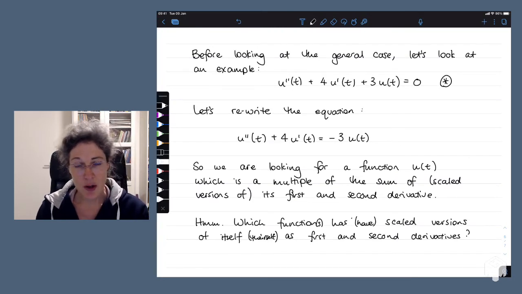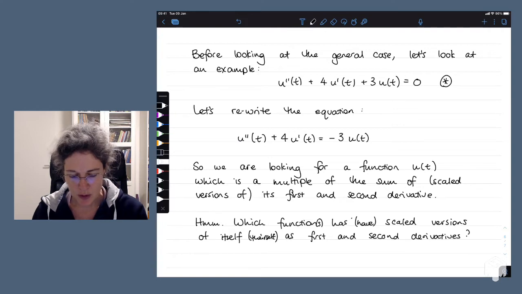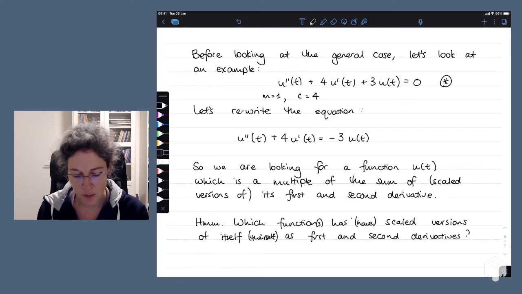So to get going, let's not look at a general case, but let's look at a specific example. So here we've got m is equal to 1. Our c is equal to 4, so our damping coefficient is 4, and our spring constant is equal to 3.